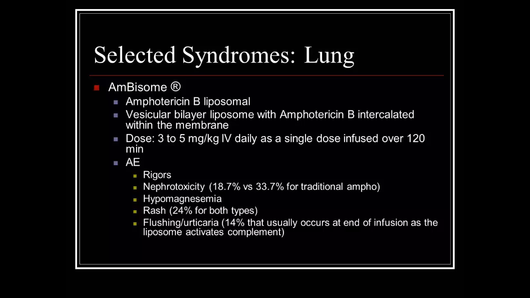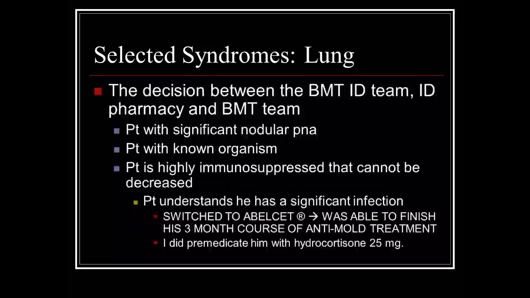So a couple of words about AmBisome. AmBisome is a vesicular bilayer liposomal version of amphotericin. The range of the dose is 3 to 5 mg per kg. You're supposed to infuse it slowly. The adverse effects are rigors, nephrotoxicity, hypomagnesemia, rash, which is traditionally not described like this, flushing, urticaria, but usually at the end of the visit.